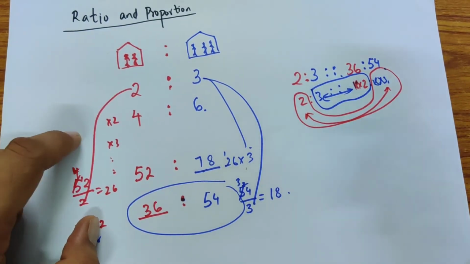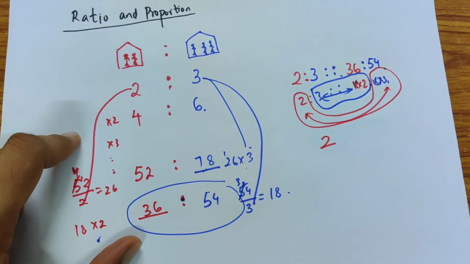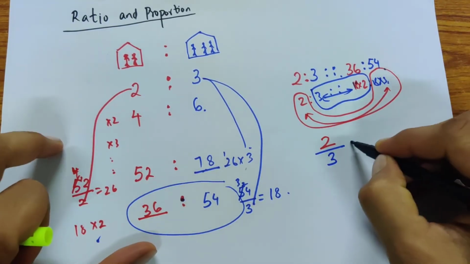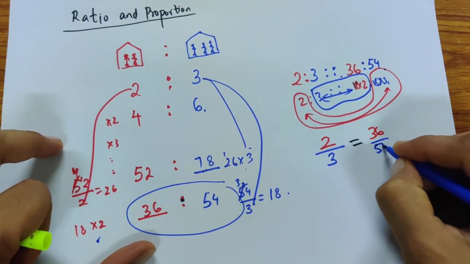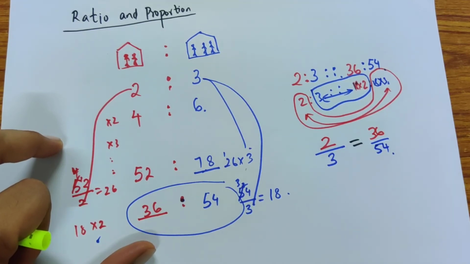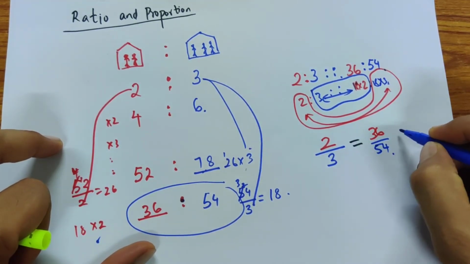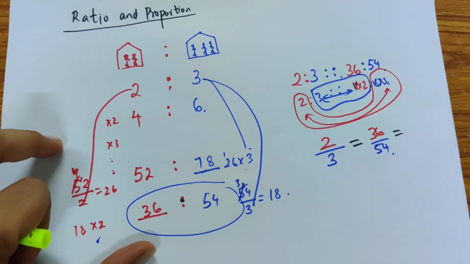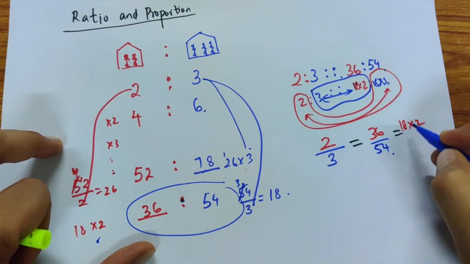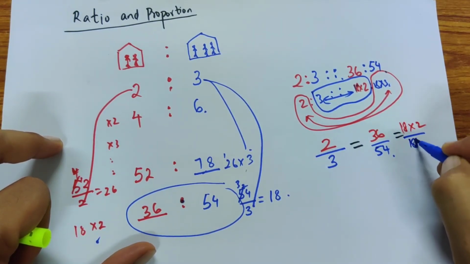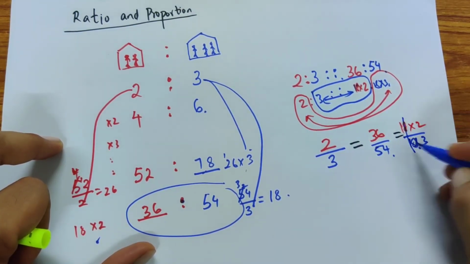This is also represented as a fraction. When you say 2:3 or 2/3, that is the same as 36 by 54. And if we look at it a little carefully, we know that it is the same because this is 18 times 2 and this is 18 times 3, and if the 18 cancels out, you get the same.